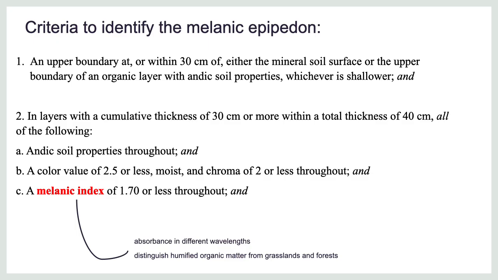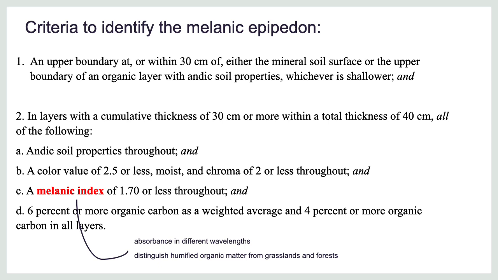Okay, this melanic index, it's one specific lab analysis that we also run, and it registers the absorbance in different wavelengths, and it could distinguish humified organic matter from grasslands and forests. So this melanic index is quite useful to identify if the material with very low and dark color that you can see is more related to imogolite, allophane, or just any other kind of source of materials, okay, mineral materials and also organic materials. So this melanic index is also something that we can only run in the lab.